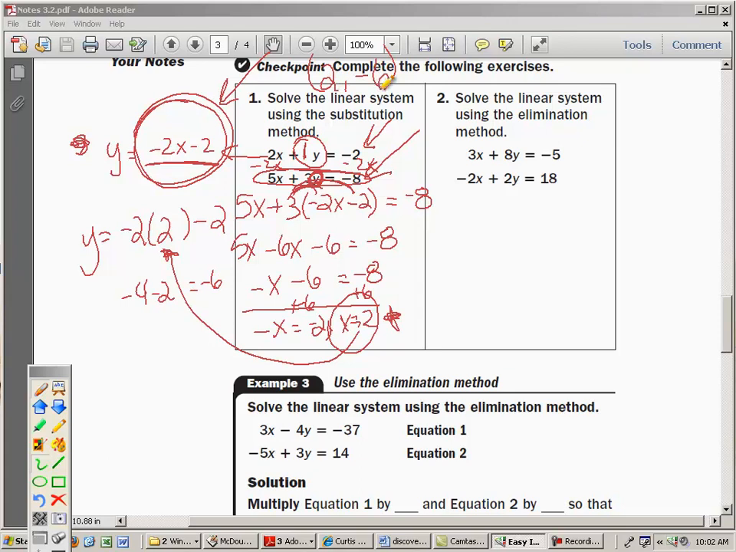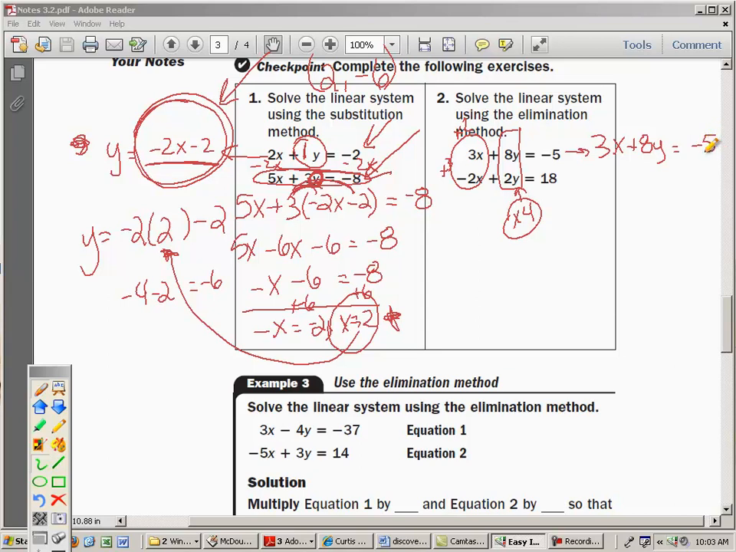The next one wants us to do elimination. Now, there's nothing we can multiply a 3 by to make it a 2. There's nothing we can multiply a negative 2 by to make it a 3. We could double this one and multiply this one by 3 and get them both 6's, but why not pay attention to the y's and recognize, if I just multiplied this second equation by 4, then these would both be 8y's, and we'd have the same number of y's in both problems, and then they would cancel out. The first equation I'm going to leave exactly the same, 3x plus 8y is equal to negative 5.